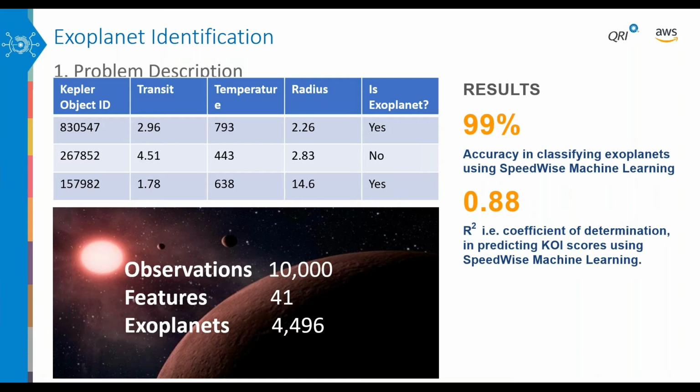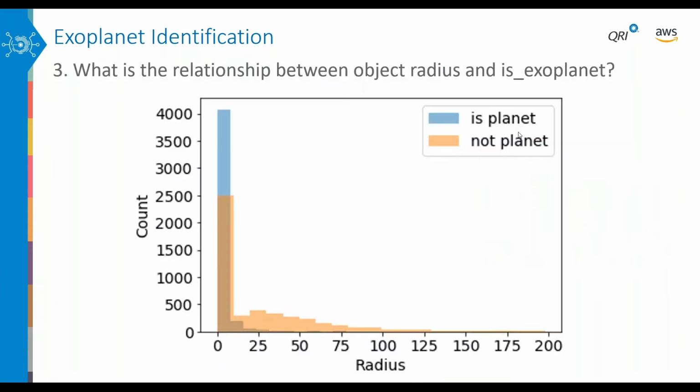Here I want to use data recorded by the Kepler Space Telescope to train a machine learning model that can automatically detect an exoplanet. We're able to do so successfully in SML, yielding a test accuracy of 99%. So suppose now that you're an astronomer and are interested in determining the relationship between an object's radius and whether or not it is an exoplanet.